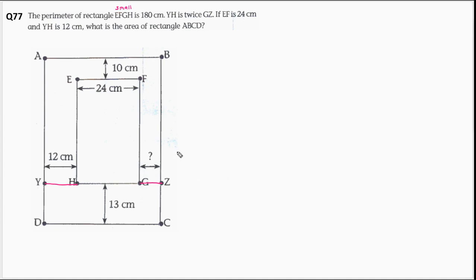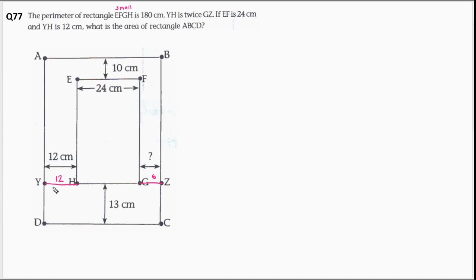How is that useful? Well, YH, what do we know? That it's 12. If that's 12, then this is also 12, and this would also be 12, for example. So if YH is 12, and YH is 2 times GZ, then GZ is half of 12. So this is 6.